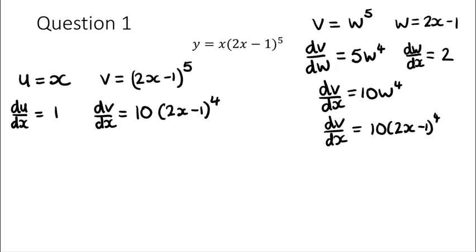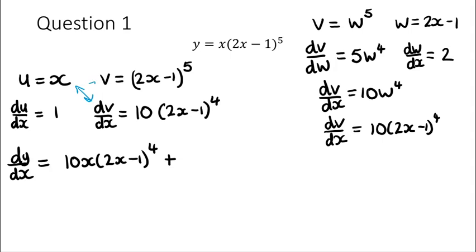So let's actually put this into the product rule. To find my dy by dx, I do the first function, which is x, times the second one differentiated. So that will be 10x times (2x minus 1) to the power of 4. I'm just multiplying these together here. And then I'm going to add the second function times the first one differentiated. So I'm just doing 1 times (2x minus 1) to the power of 5.